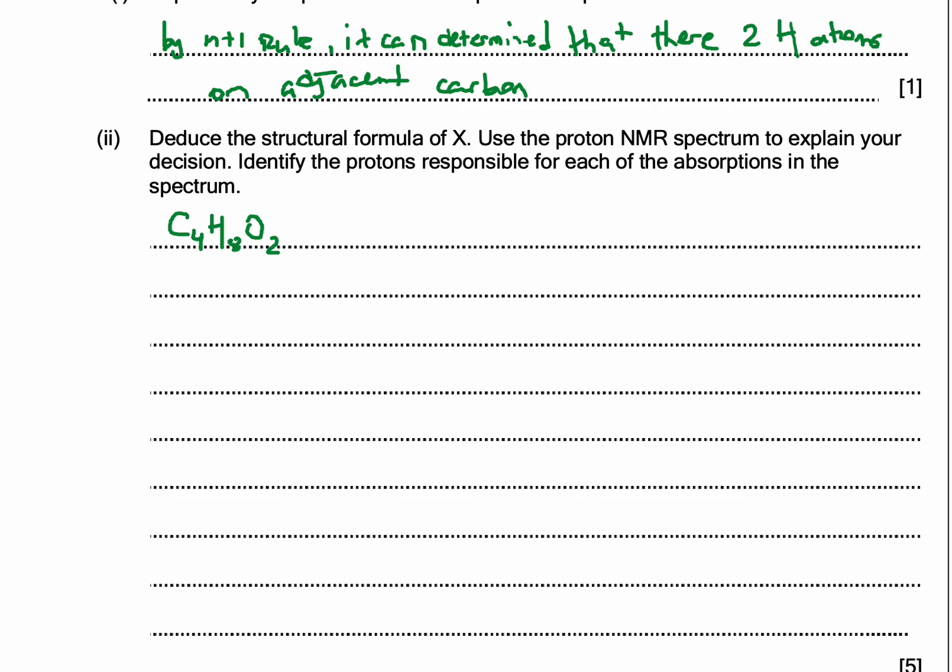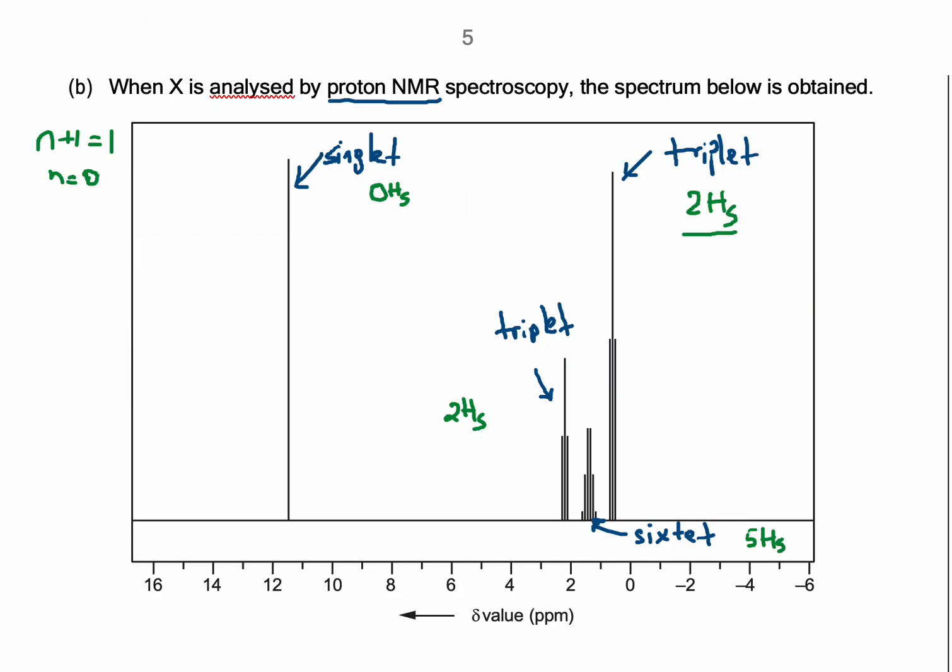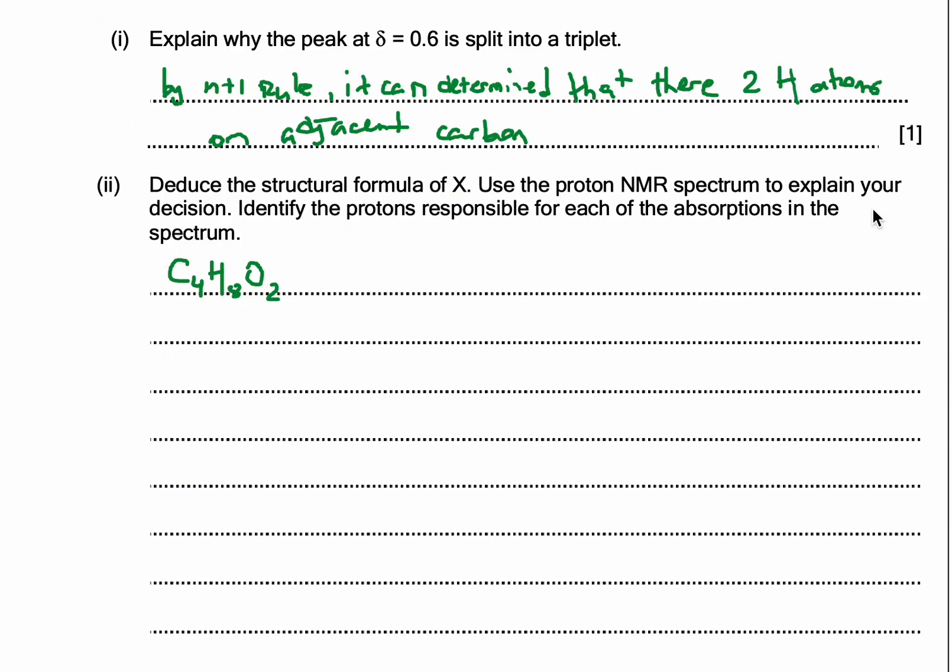C4H8O2. From the data booklet, you will see that the region between 10 and 12 shows a signal for carboxylic acid. So remember carboxylic acid. In carboxylic acid, we must have a C double bond O and an OH bond.